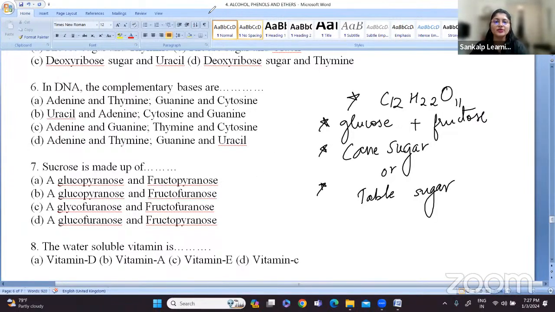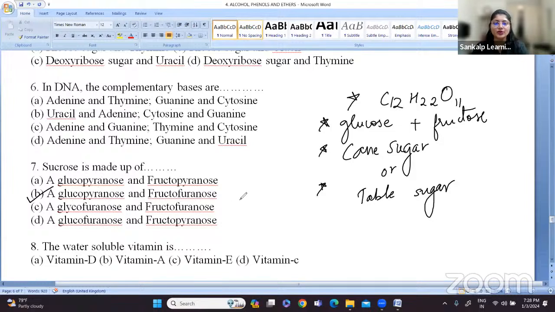So how is the structure made up? Okay, I've got the answers. Vedavati has answered it as A, Priyanka has answered it as B. So it is made up of a glucopyranose and a fructofuranose. So it is option number B.